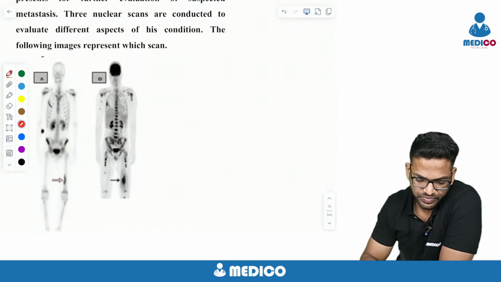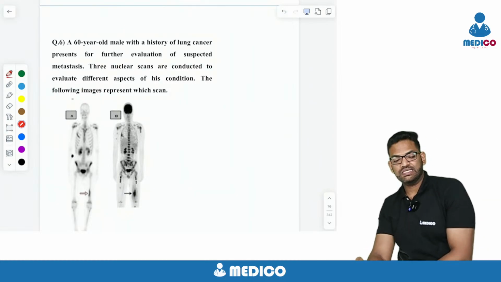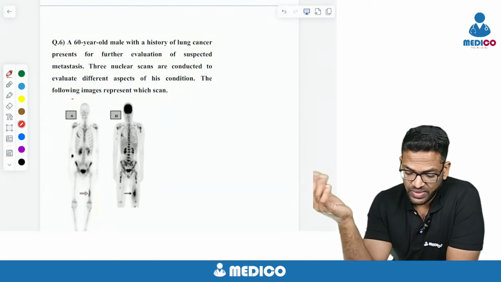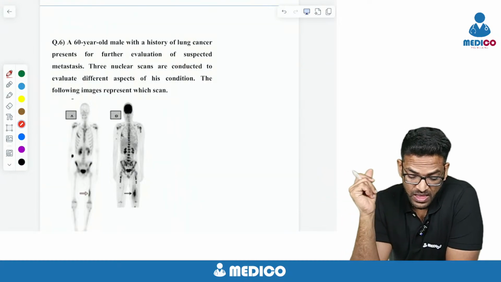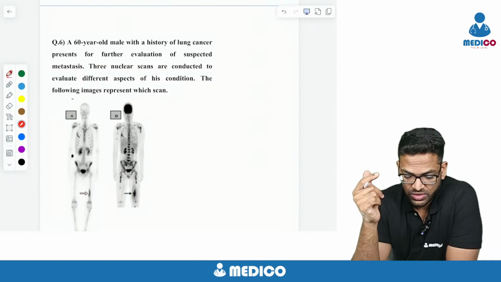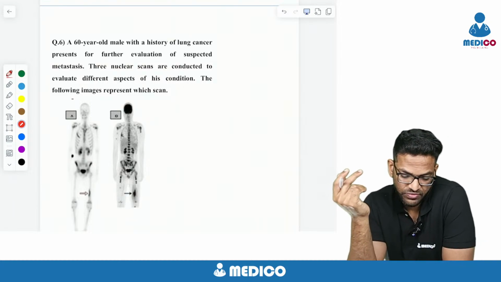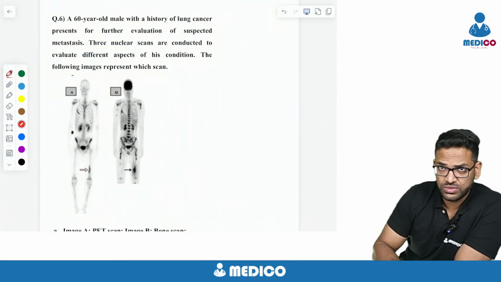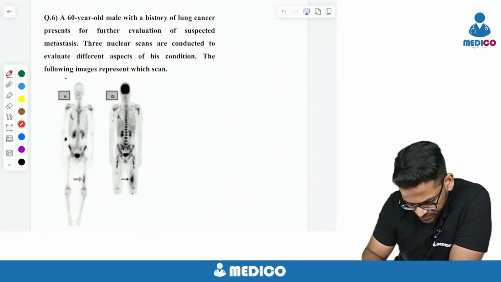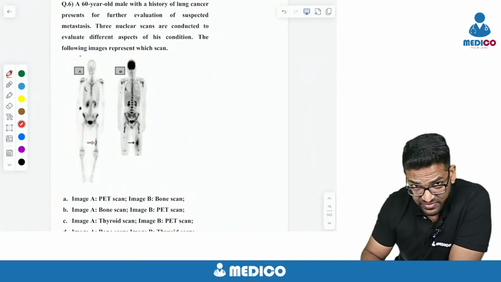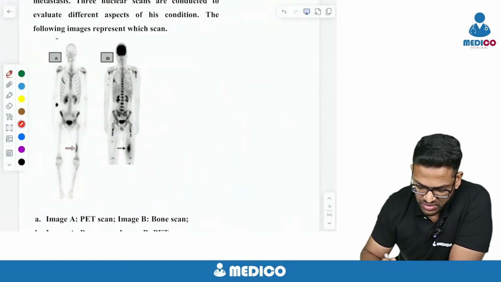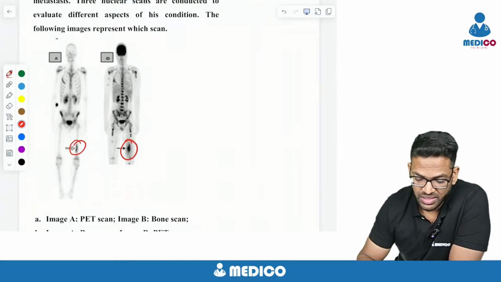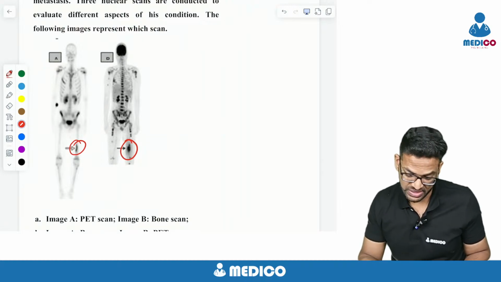Okay. Now question number 6. 60-year-old male with a history of lung cancer presents for further evaluation of suspected metastasis. 3 nuclear scans are conducted to evaluate different aspects of his condition. The following images represent which scan. It may be very tricky, in the first image, it looks the same. But I would like to highlight the differences. Okay, as you can see, there is some metastasis here. Yeah, it is picked up in the bone scan and PET scan. So essentially what they're asking is which is PET scan, which is bone scan.